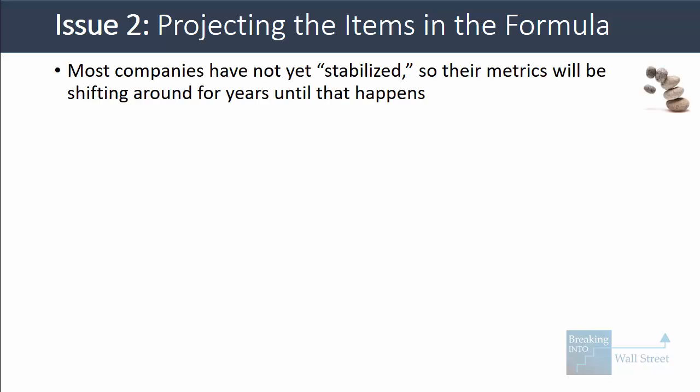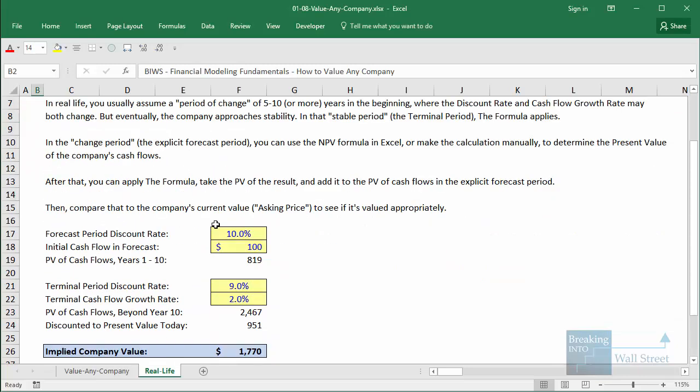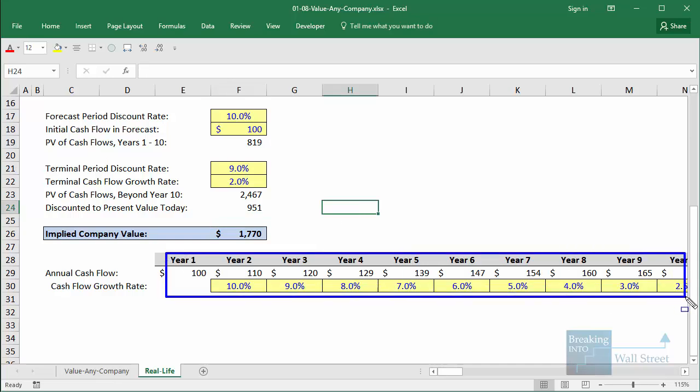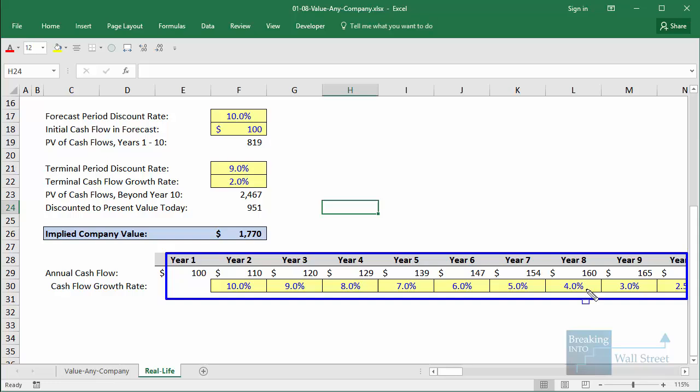The second issue is how to project items in this formula. As I mentioned before, most companies haven't stabilized, so their metrics are going to be shifting around for several years at least until that happens. Now, you saw an example of this earlier in the previous lesson when we went through a real-life valuation of a company, and you saw how the cash flow growth rate went from 10% down to 3% and then stabilized at around 2% in the terminal period.